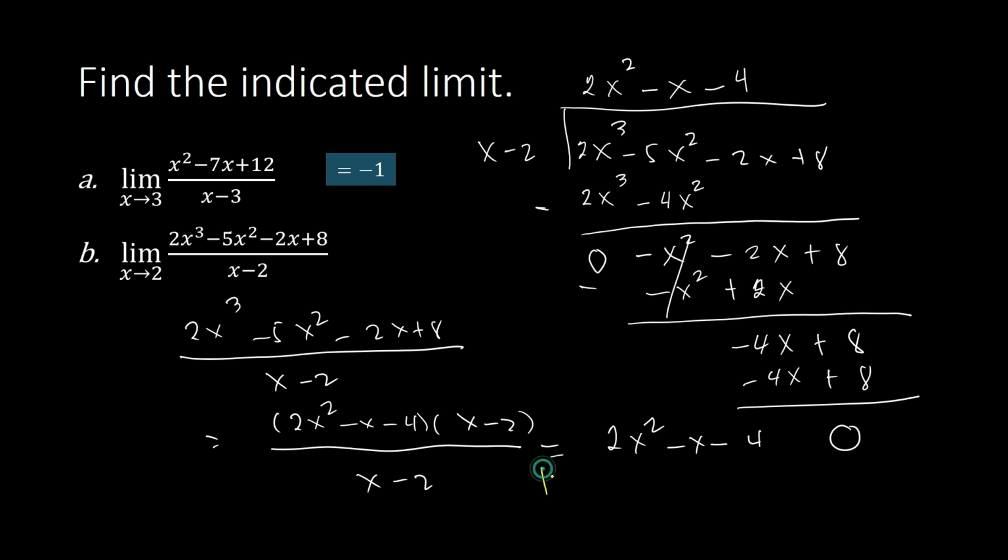Well, that means that the limit of our function, f of x over g of x, as x approaches 2, when we did the first step of finding the limit, we saw that this is an indeterminate form. But we discovered that the numerator and the denominator have a common factor, x minus 2. And so we are left with the limit of 2x squared minus x minus 4 as x approaches 2. And what is that equal to? 2 times 4 is 8. Minus 2 is 6. Minus 4 is 2.